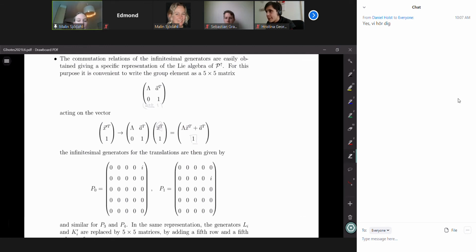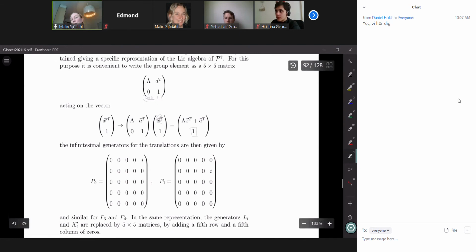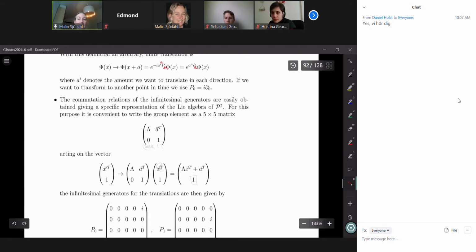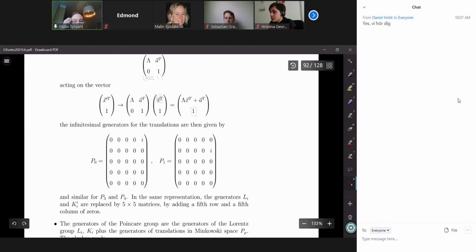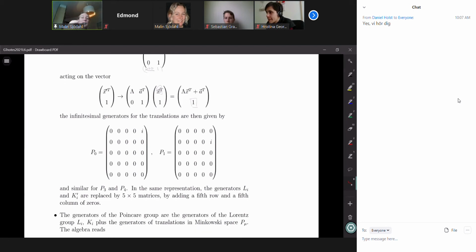Okay, so in this notation then, the infinitesimal generators of translation are given in this form here. They should serve the purpose of generating the translation as we had upstairs, and they should not touch this piece here. So that's the additional generators of translation, and then on top of that we have the old generators.